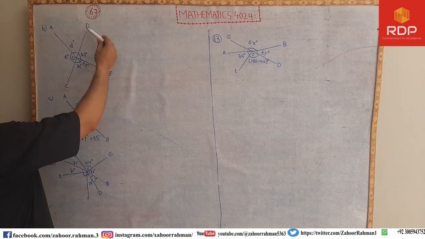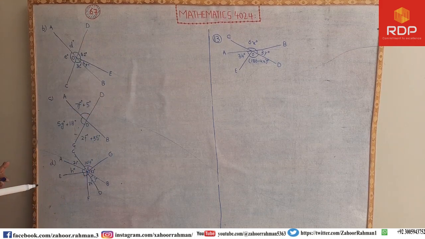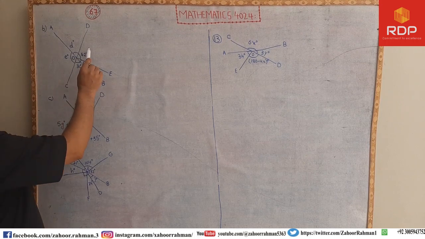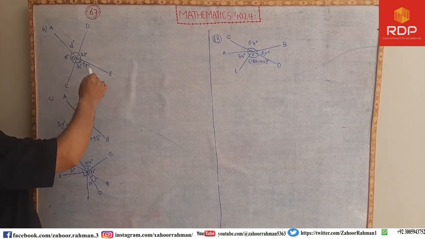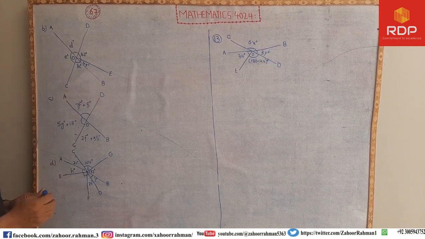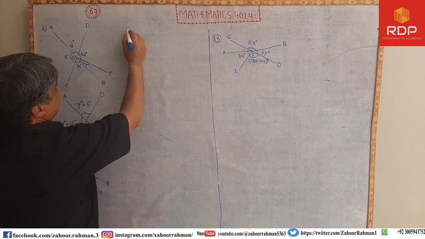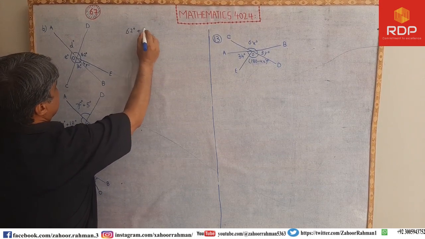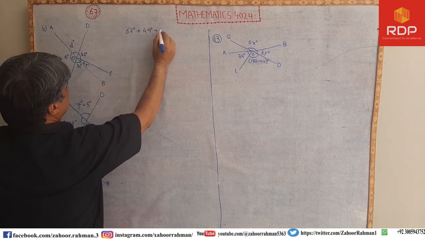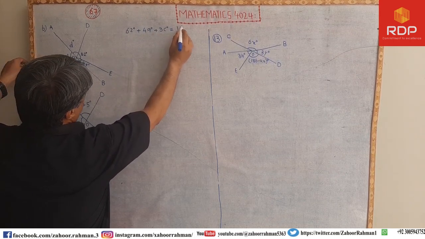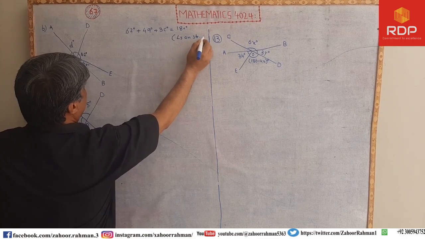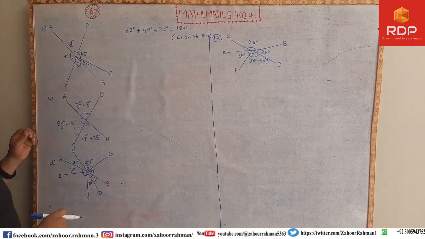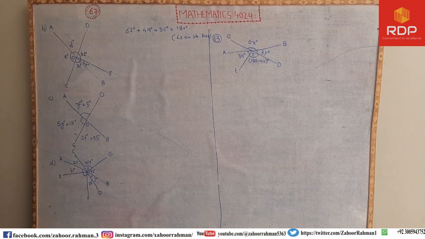Because COD and AOB are straight lines, either you can start from here to find the value of C, or you can also start from here to find the value of D. In both cases, I am starting from this: 62 degrees plus 49 degrees plus 3C degrees is equal to 180 degrees, angles on a straight line.